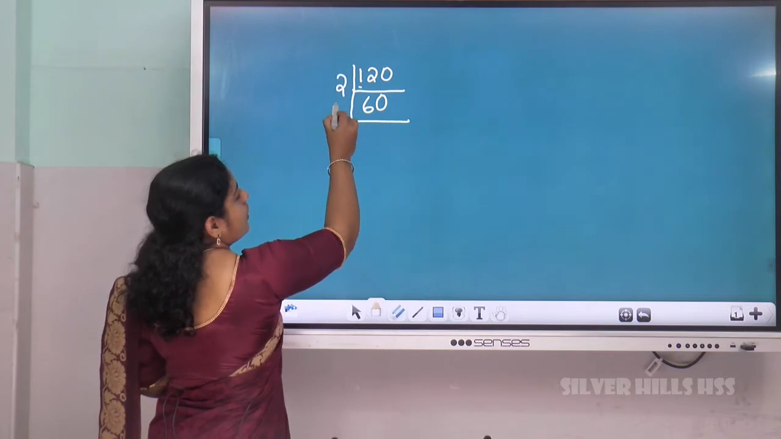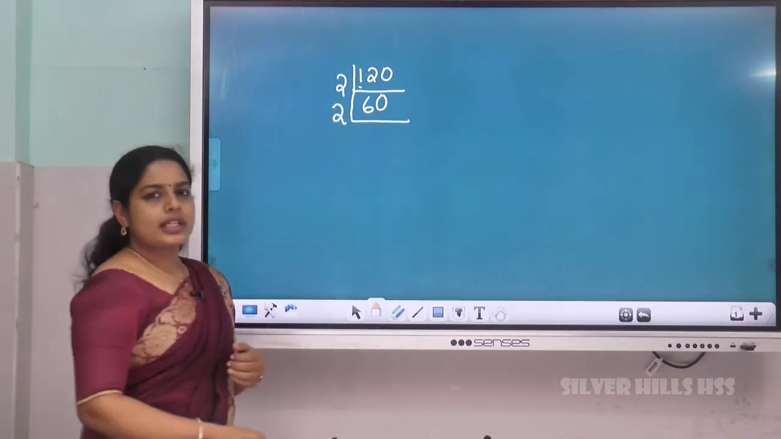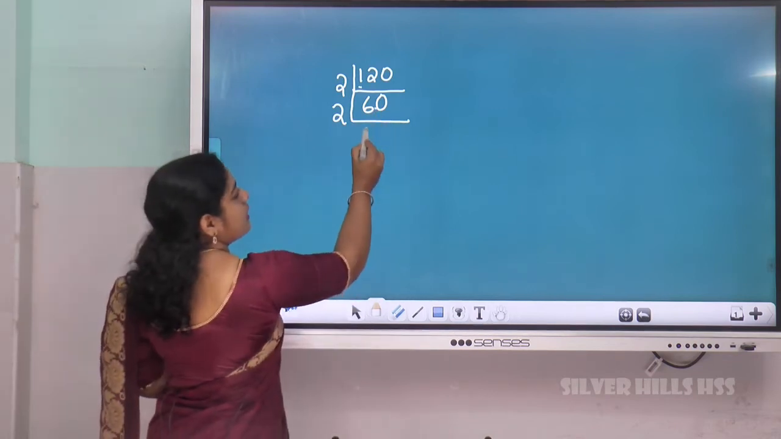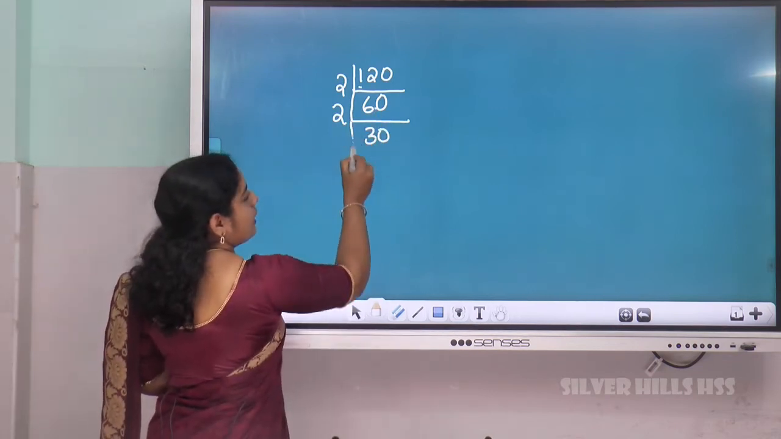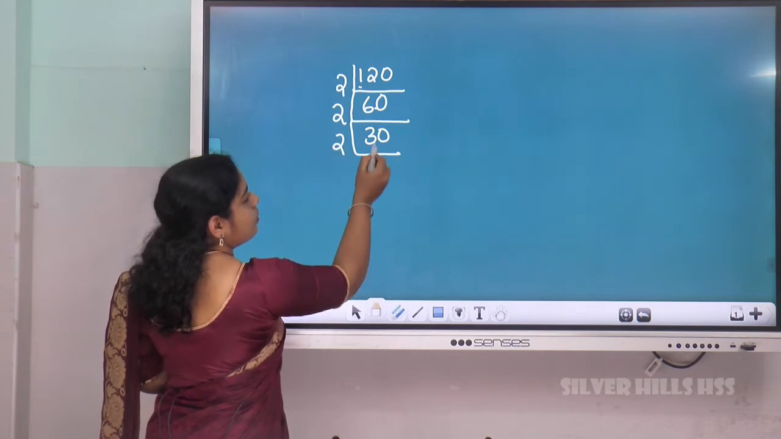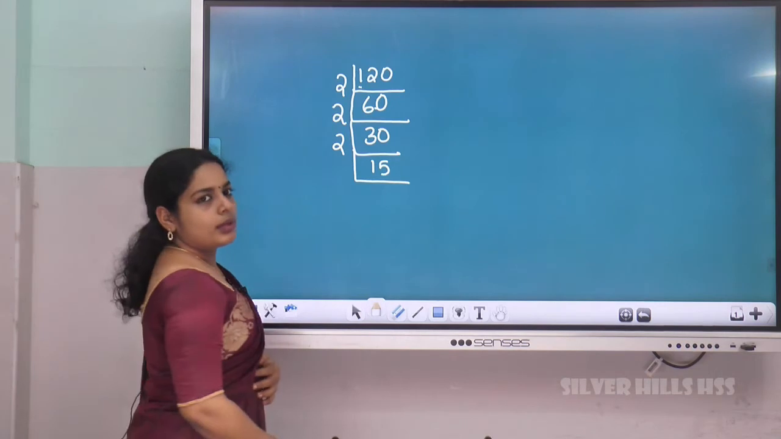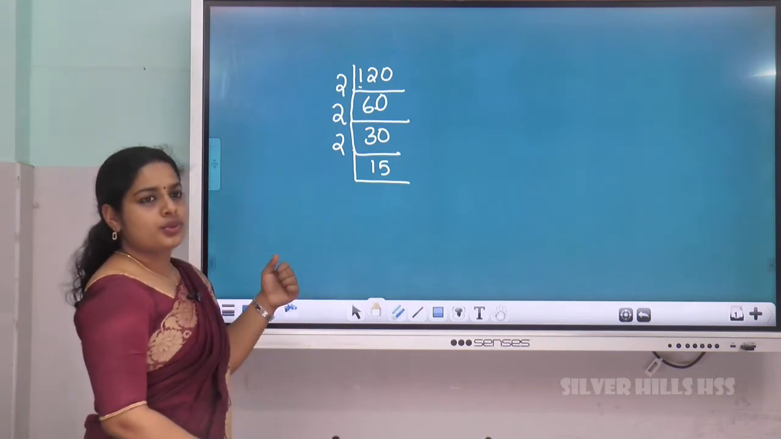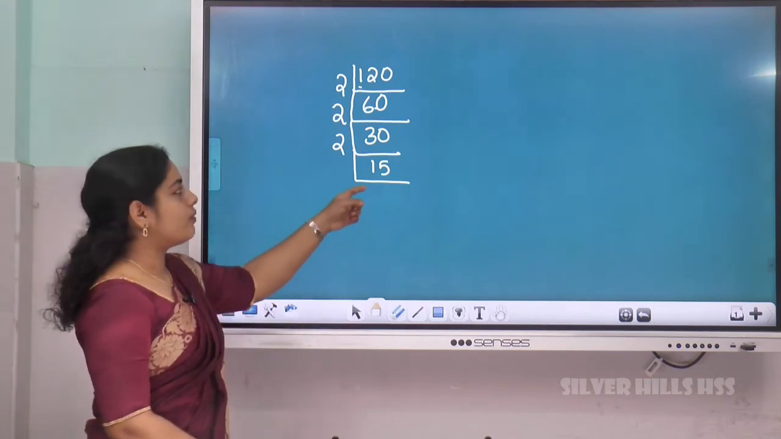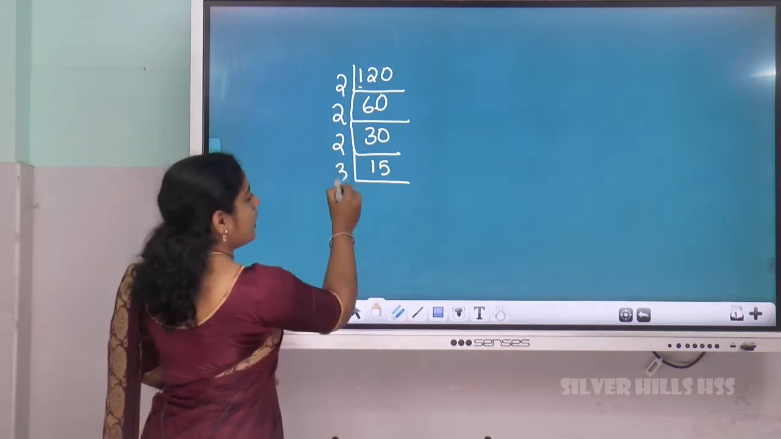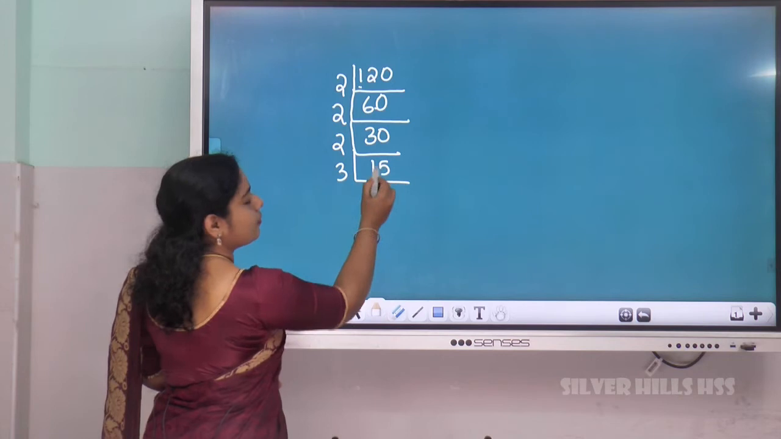Again 60 is an even number, you can divide it by 2. Dividing by 2 means just find the half of the number. So half of 60 is 30. Again it is an even number, so divide by 2, half of 30 is 15. Now 15 is not an even number, so we cannot divide 15 by 2, but 3 is a factor of 15. So we can divide 15 by 3 and we have 5 threes are 15.